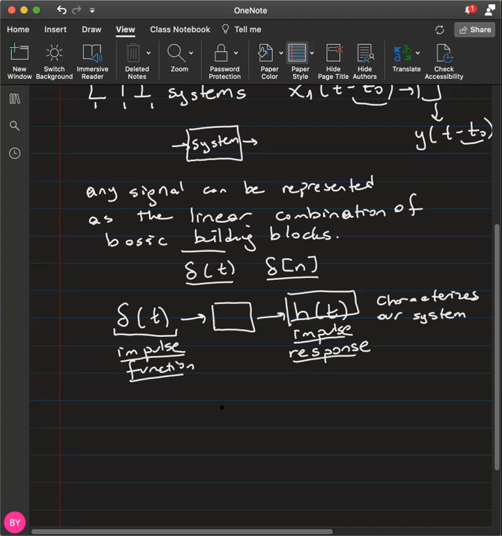This is a continuous time system. If I have a discrete time system and my input is Dirac n, the output will be h of n. So h of n, again, is the impulse response of a discrete time system, which characterizes my discrete time system. These are critical definitions of the impulse function and impulse response.